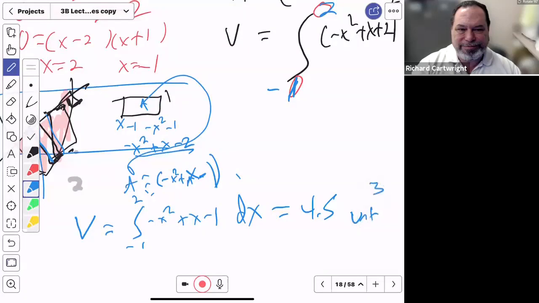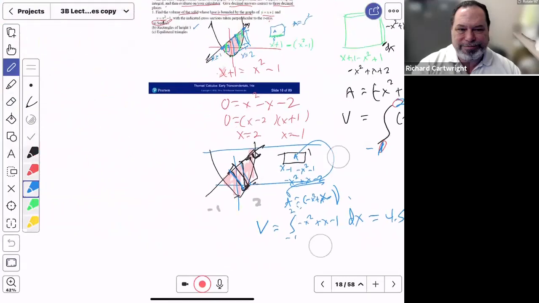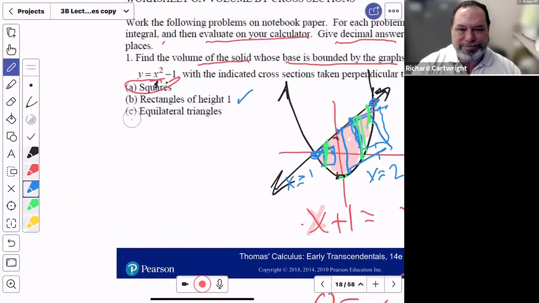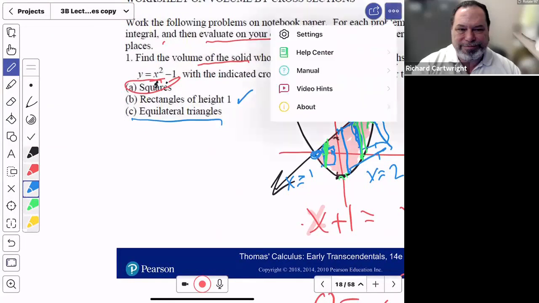And the third one says, everything that pops out now is going to be an equilateral triangle. How much time do I have? This is going to, oh, I don't have time.